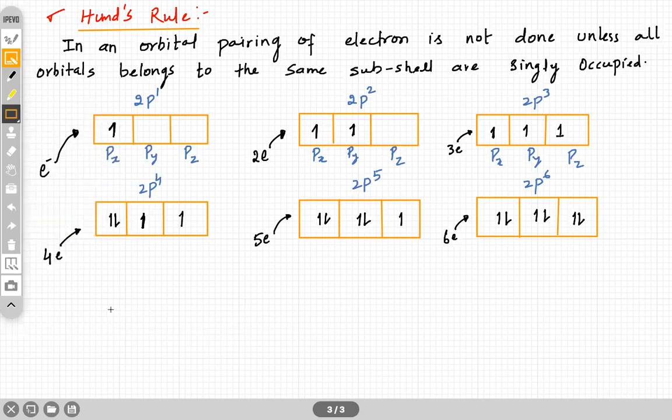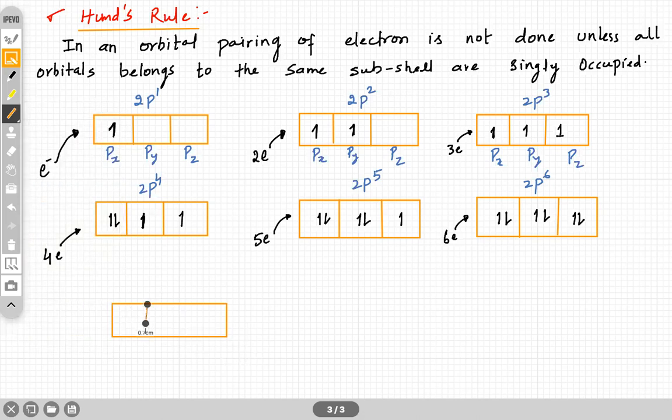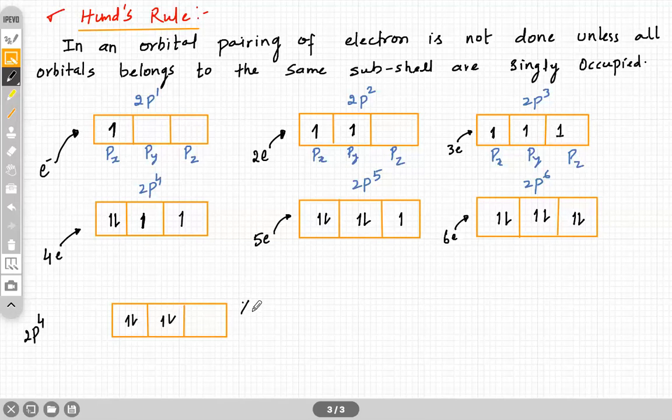The point here is, suppose this is a P subshell we have, right? And it has three orbitals, that is PX, PY, and PZ. So if you have, suppose, a 2P4 configuration, you cannot do it like this, because you know one orbital can have maximum two electrons. So you cannot directly do this. This is not possible. It is wrong.